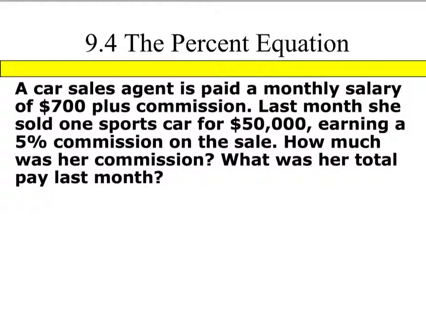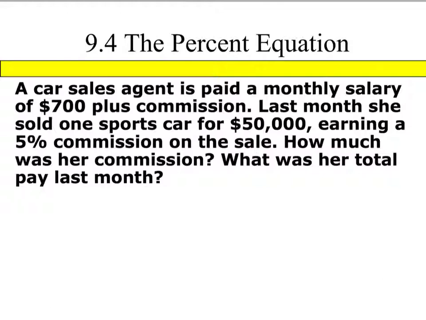Okay, so it says a car sales agent is paid a monthly salary of $700 plus commission. Last month, she sold 1 sports car for $50,000. Ooh, that's a nice car. Okay, earning a 5% commission on the sale. How much was her commission, and then what was her total pay last month? So we figure this out. What does it mean? How do we figure out commission? I want you to write this down, pause, write it down, and then if you think you can figure it out, I want you to give it a shot. Go right ahead. So pause now.